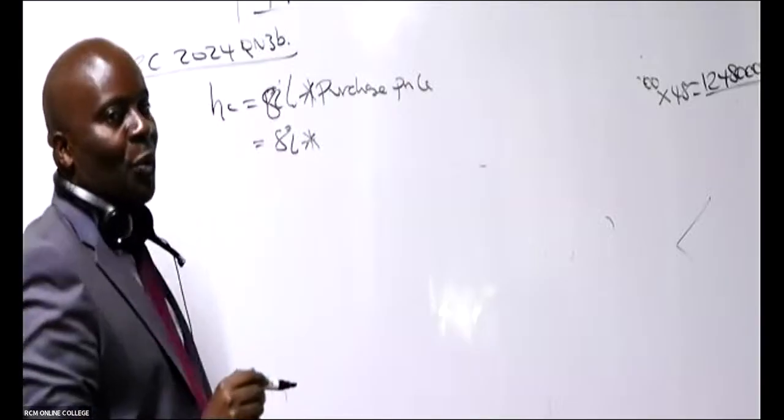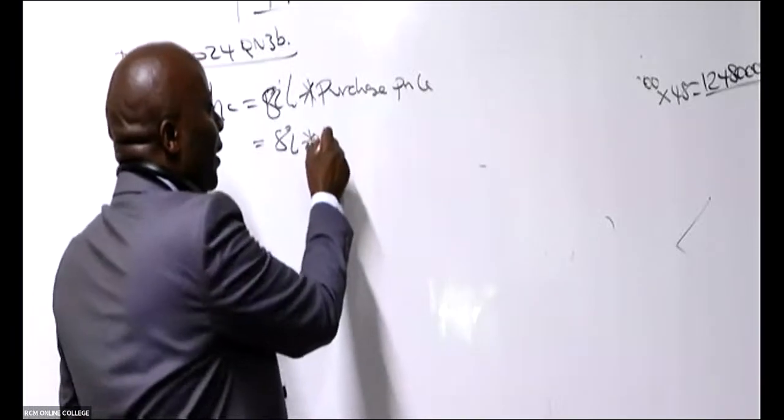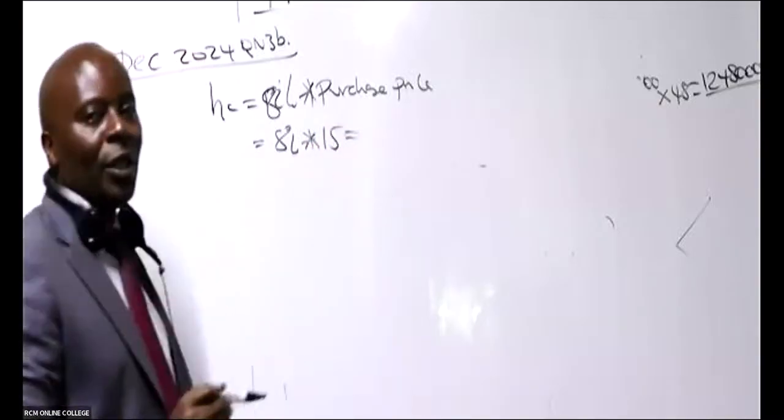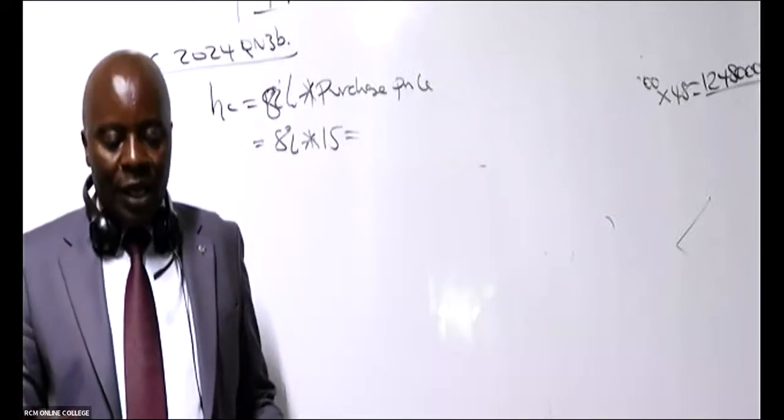Whenever it is given in the form of a percentage, I will always multiply this with what here? Purchase price. So it will be 8% of the purchase price. And what is the purchase price? The purchase price is 15, isn't it? It is given in the question. 8% of 15.